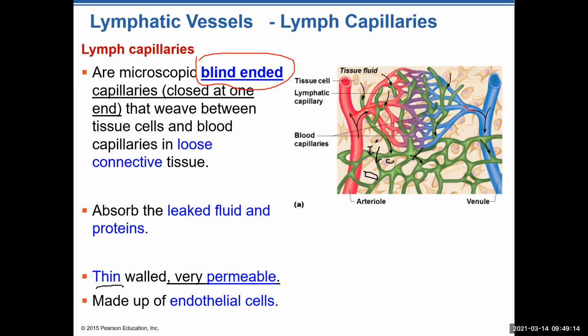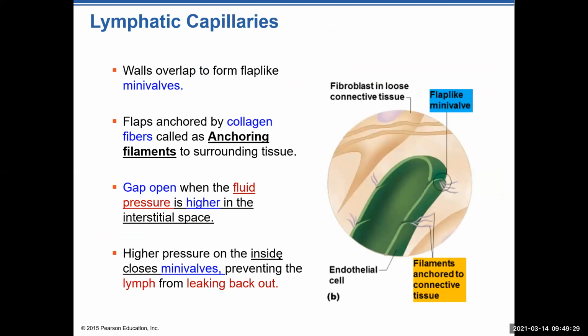Now, difference number three: they are very thin walled. Even though they look similar to the veins or the blood vessels, they're very, very thin walled. And look at this. These lymphatic capillaries are provided with smaller valves. If you see here, we call them micro valves, or mini valves. And these valves are further connected with connective tissue, which attaches them to the surrounding interstitial spaces over here.